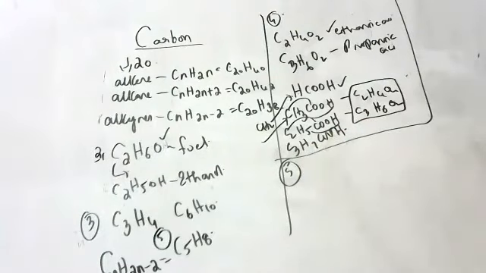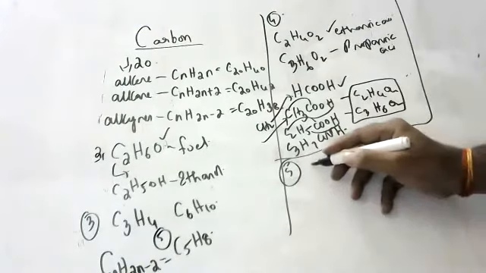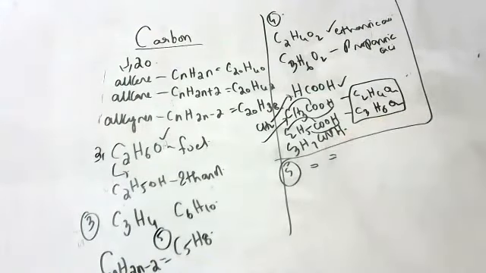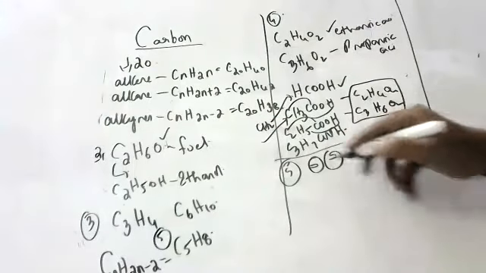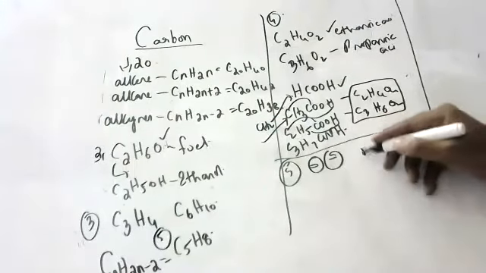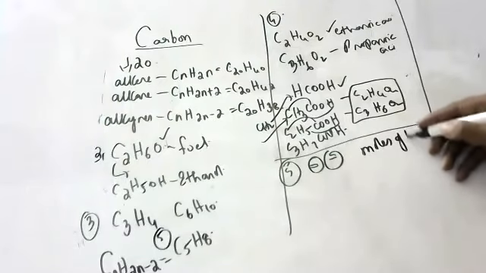Fifth question. A vegetable oil contains 2 double bonds in its molecule. How many moles of hydrogen are required to complete hydrogenation of 1 mole of oil? Okay, children, are you able to understand? Those who did not understand, I know you people. 2 double bonds are there. When 2 double bonds are there, how many moles of hydrogen are needed?